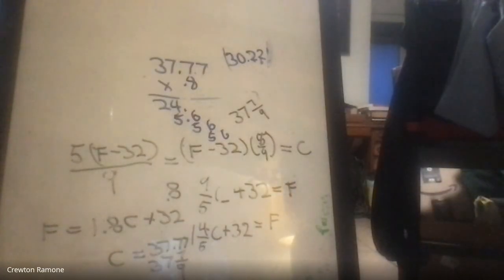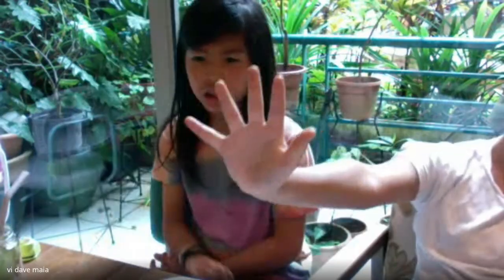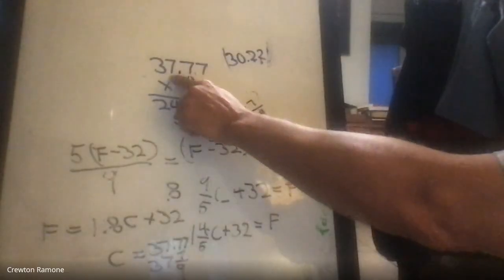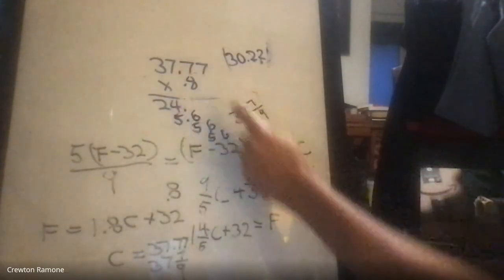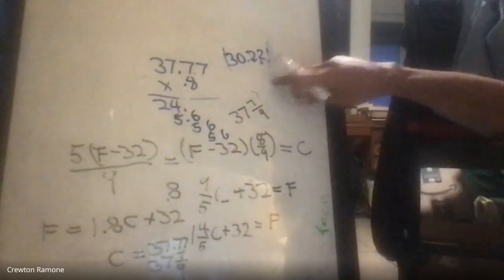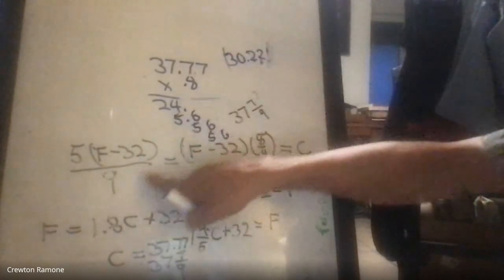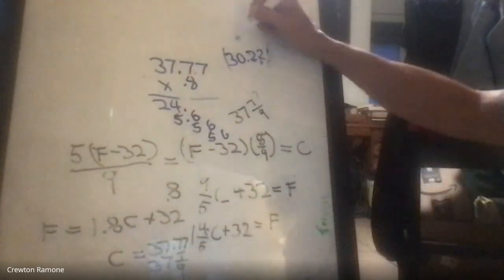Right? Okay. Now, how can it be 37.7, 700? This is 37.77. Is it 37,000? Now, wait. We're not done. Now I have to add that because what are we multiplying by? It's supposed to be 1.8.